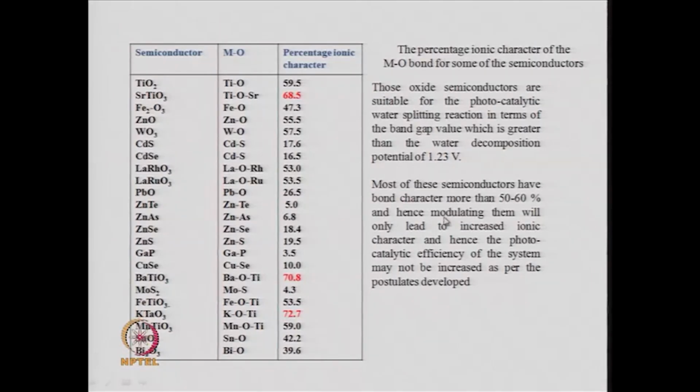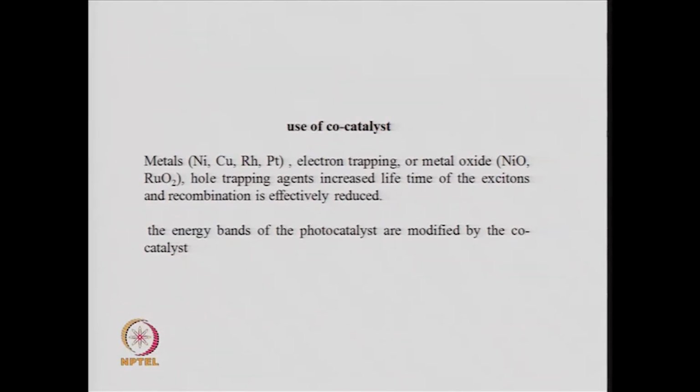The percentage ionic character you want is to be low, and you see many of these telluride, arsenide, selenide semiconductors have very low percentage ionic character. So, that way they are much better, but they may have other defects for the photocatalytic reaction. So, one has to make a judicious choice of various properties to choose a final photocatalyst.